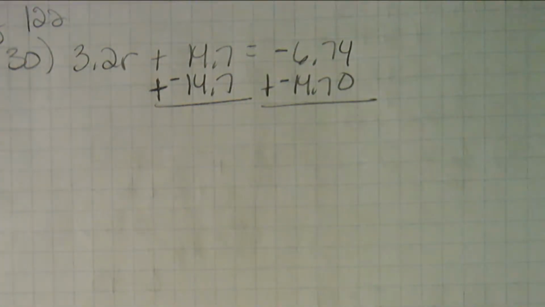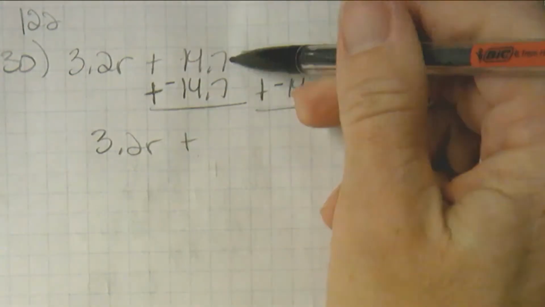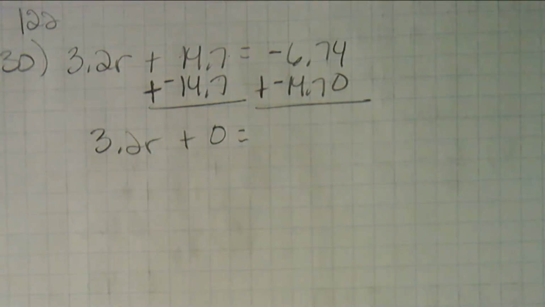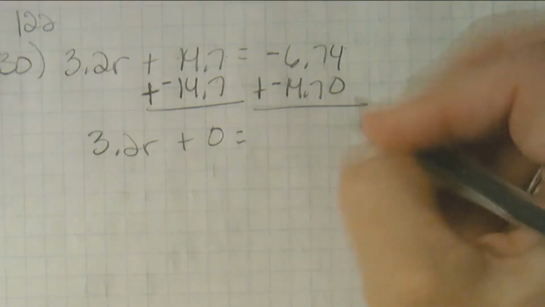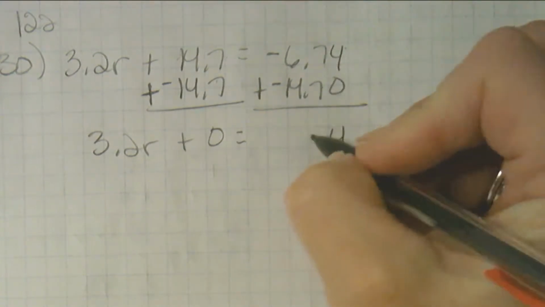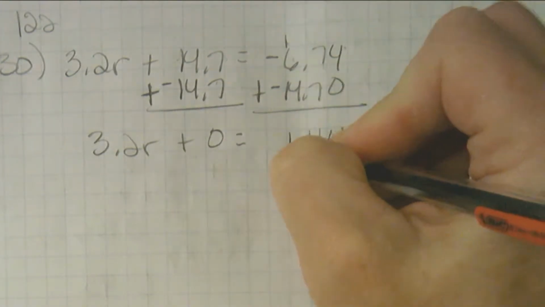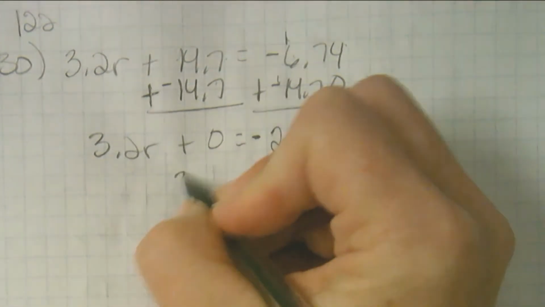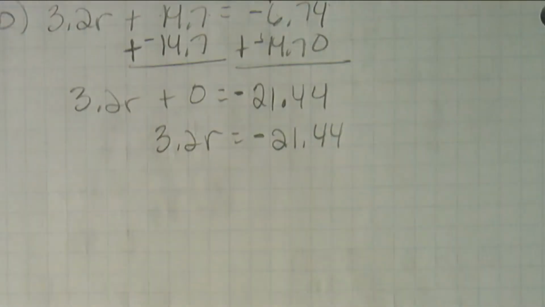I'm going to throw that 0 in there as a placeholder. So I have 3.2r plus 14.7 plus a negative 14.7, which is 0. I know that I've dropped that off as your requirement, but I do want you thinking that. Equals, well, I'm adding two numbers with the same sign, so I can go ahead and add these. 4 plus 0 is 4. 7 plus 7 is 14, carry the 1. 6 plus 4 is 10, plus 1 is 11. Here's my decimal point. That's a 1. That's 21. It's negative. So I have 3.2r is equal to a negative 21.44. Are you cool with that?